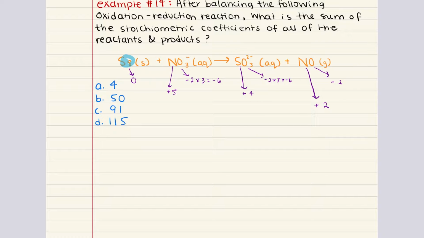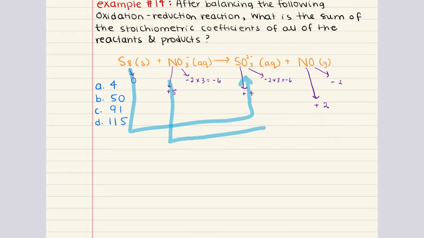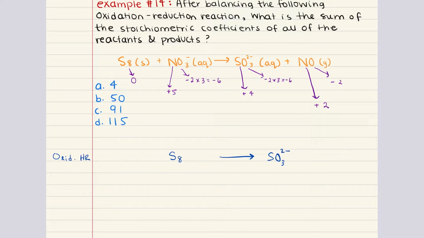Now we can look a little bit more in depth and decide what is being oxidized and what is being reduced. Sulfur here goes from 0 to +4. Sulfur is oxidized. Then we can look at nitrogen. Nitrogen is going from +5 to +2. Nitrogen is being reduced. So with that information, we can go ahead and write our oxidation half reaction and our reduction half reaction. Then the goal is to balance each half reaction individually and then combine them together to get the overall reaction.